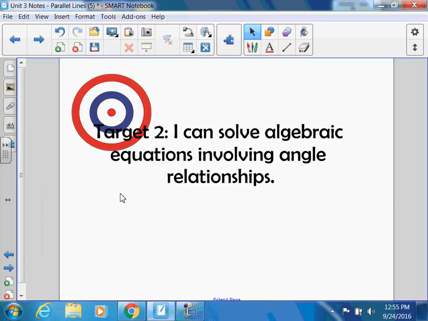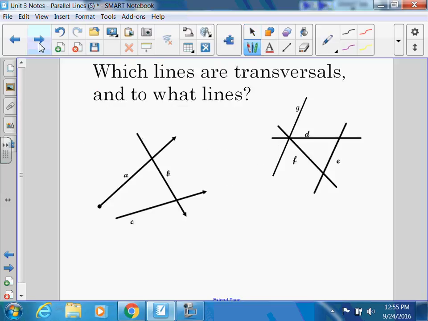Okay, so we're going to talk about Target 2 in Unit 3, and that is solving algebraic equations involving angle relationships. Before we get into that, though, we need to discuss how to determine what a transversal line is with respect to any two lines. What we learned in the first target is that a transversal line is a line that intersects two other lines at different points.